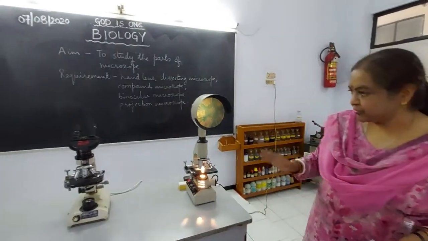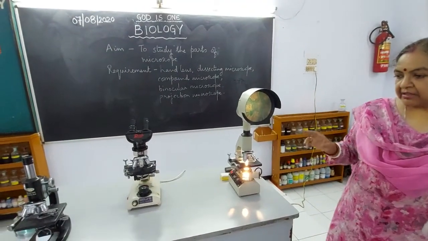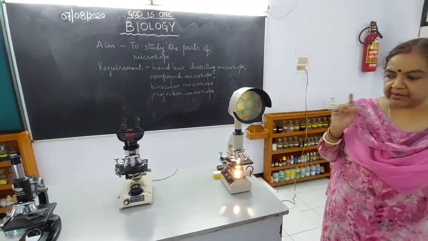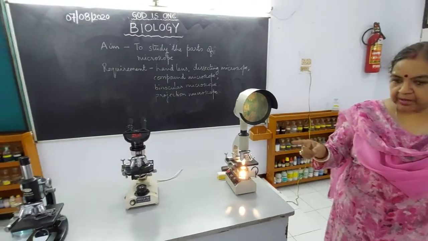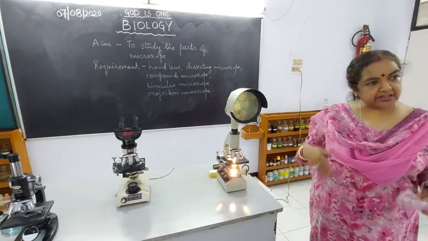So we are having all these 5 types of microscopes, and you have to draw the diagram of the hand lens, compound microscope and dissecting microscope. These two we are having, so we have shown it.